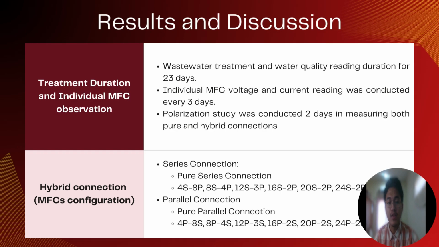For the hybrid connection of the MFCs configuration, there are a total of 16 connections produced by the setup of MFCs. This includes pure connections such as the series and parallel connection. Furthermore, the series hybrid connections, or the series-parallel connections, are 4S-8P to 28S-2P. Additionally, the parallel hybrid connections consist of 4P-8S to 28P-2S.